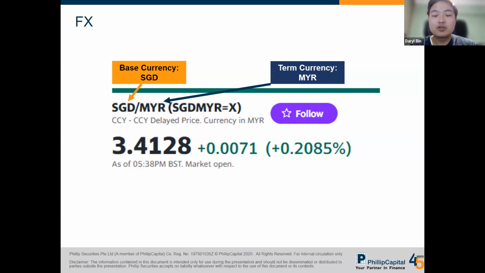The quotation is 3.4128, meaning one SGD can be exchanged for 3.41 ringgit. Based on the codes, because it's SGD to Malaysia Ringgit, SGD is the first currency, so SGD is the base currency, whereas the Malaysia Ringgit is the second currency, and that is the term currency. So if you want to change 100 SGD, you will receive 341 ringgit.